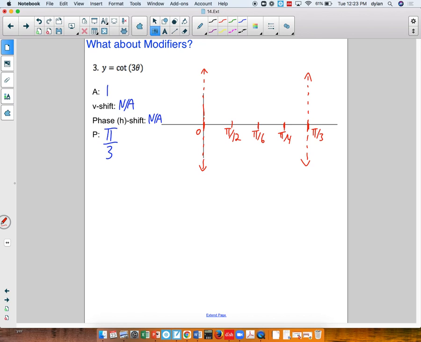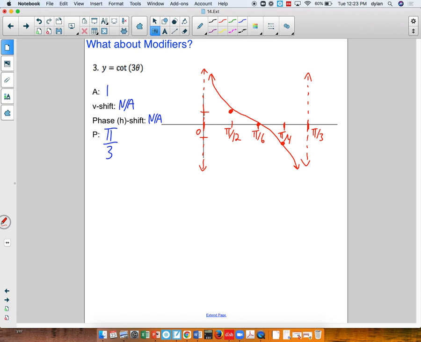So in this case, we're basically looking at our 5 key points, and we need to include our amplitude at 1 and -1, and the cotangent function always descends unless it's reflected. So our cotangent function would look like this, and that would be 1 cycle of cotangent.